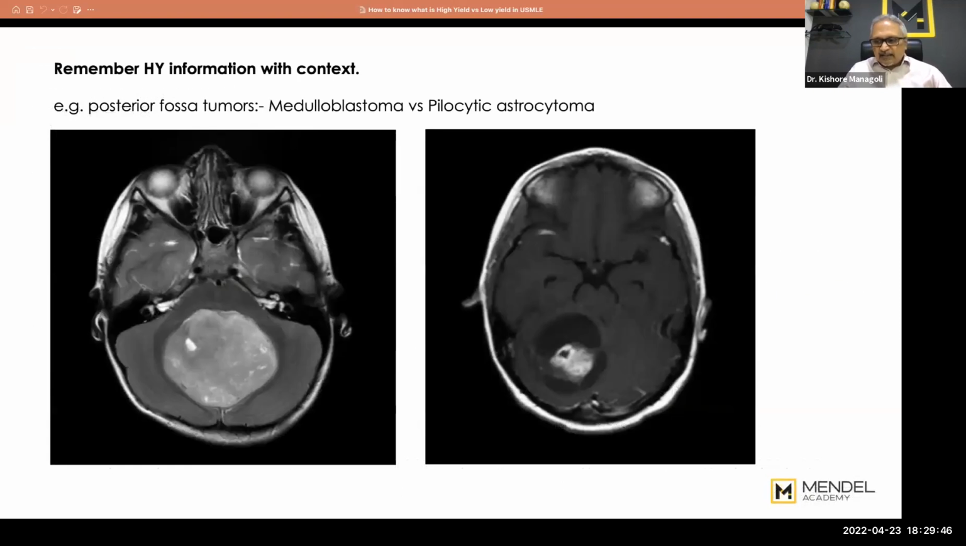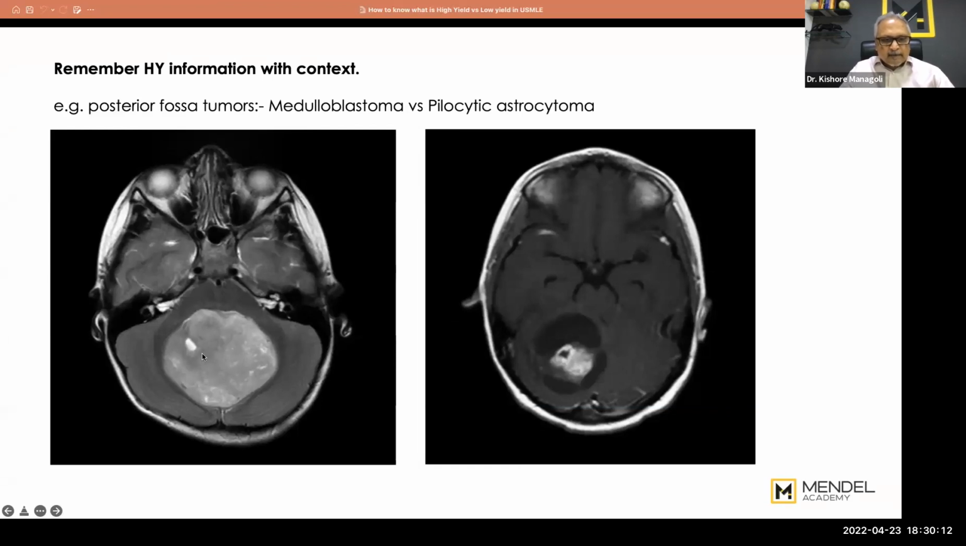The other advice that I would give you is to remember high yield information with some context. Just knowing one fact is never going to help you. The example I'm giving today is about medulloblastoma versus pilocytic astrocytoma. These are both posterior fossa tumors of the brain. You can see that this is one tumor and this is the other tumor. These are two separate patients.